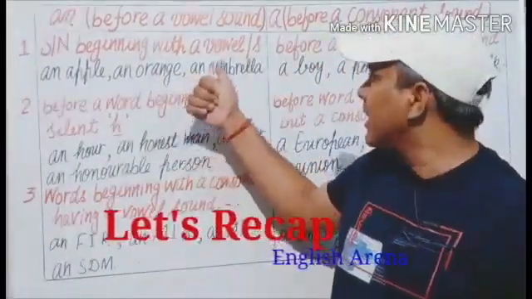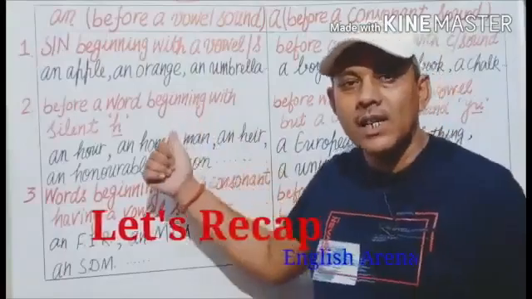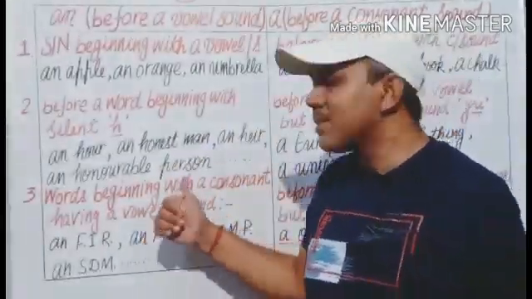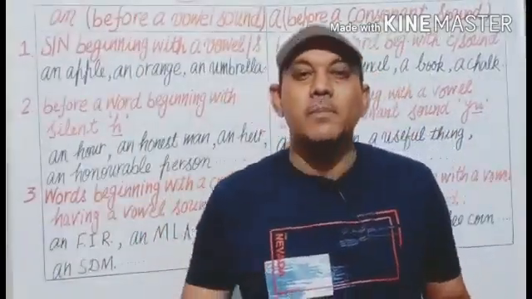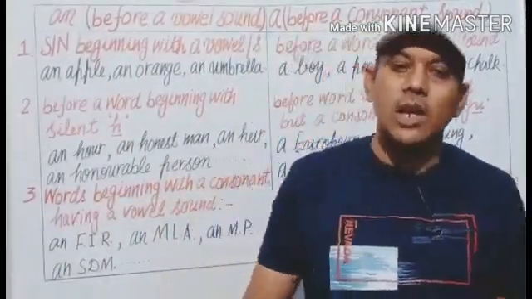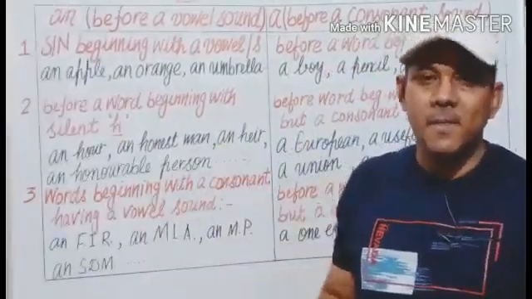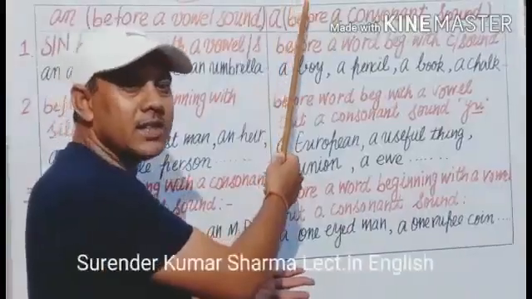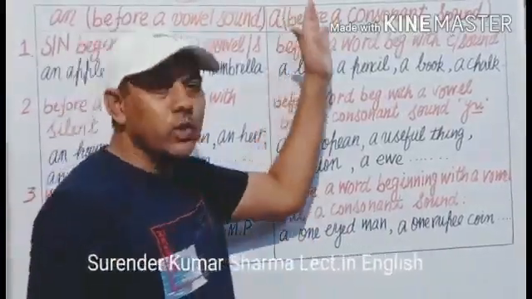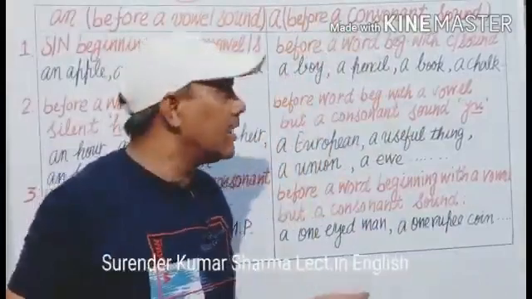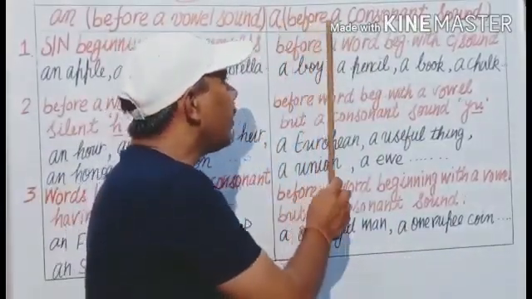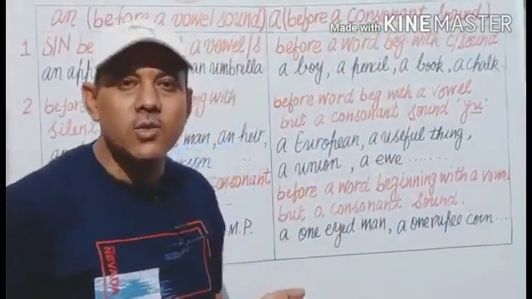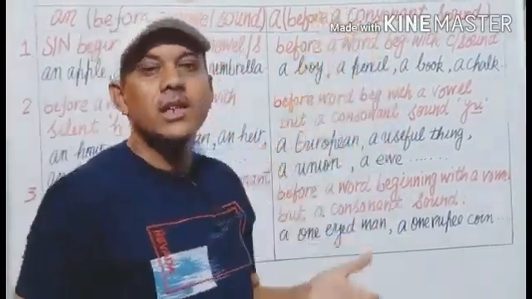Recap: words beginning with a vowel sound, words beginning with a silent H, and words beginning with a consonant but producing a vowel sound in some abbreviations. And now let us take the example of a. Where do we use a as an article? A is used before a consonant sound. The words beginning with consonant sounds take a before them.